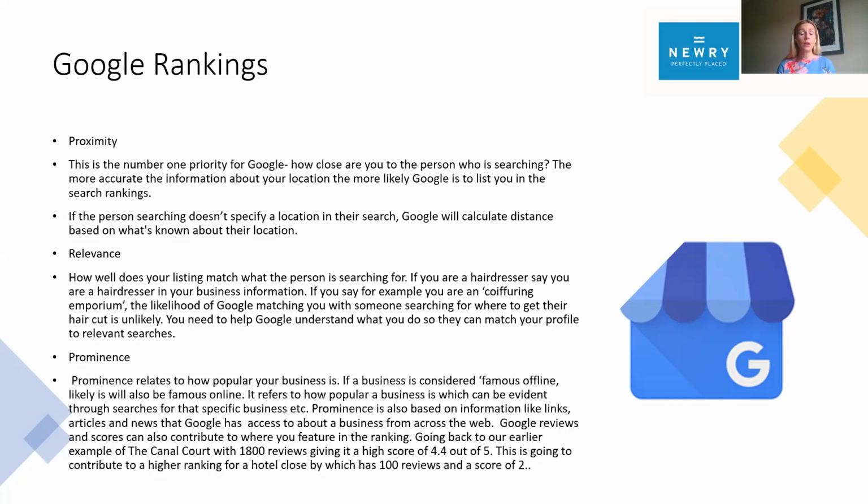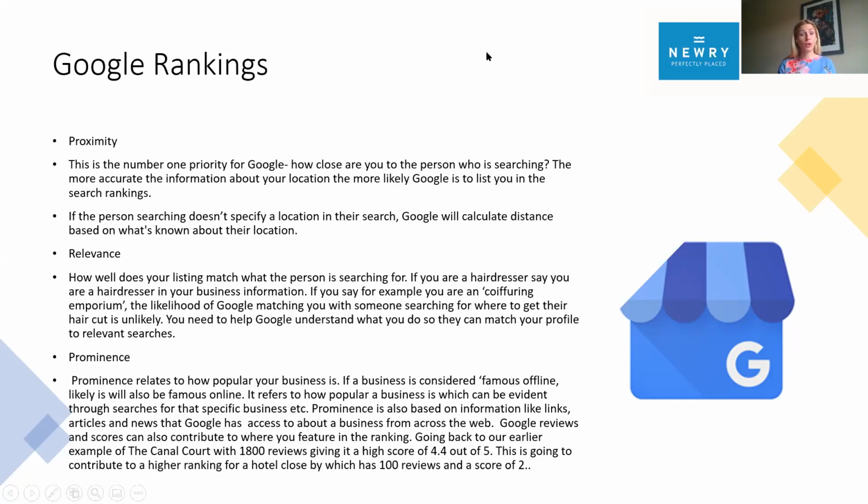One is proximity, one is relevance, and one is prominence. So proximity, this is the number one priority for Google. How close are you to the person who is searching? The more accurate the information about the location, the more likely Google is to list you in the search rankings.